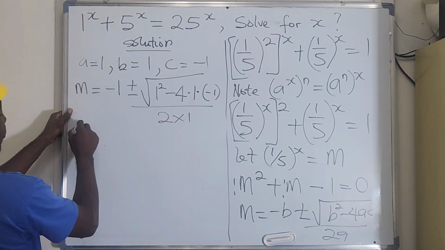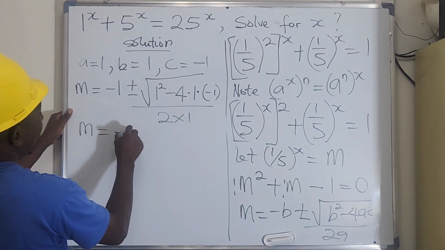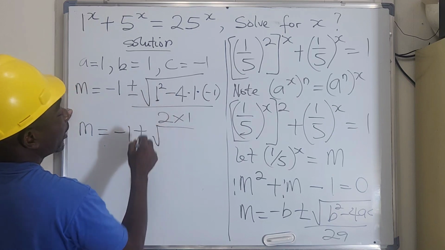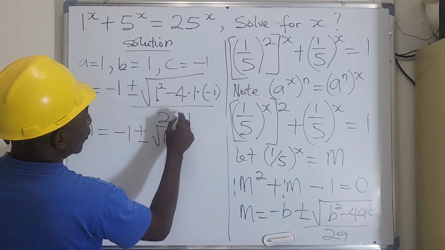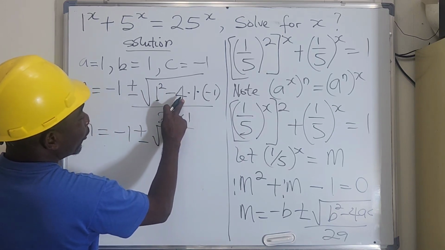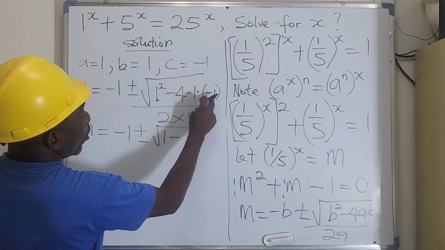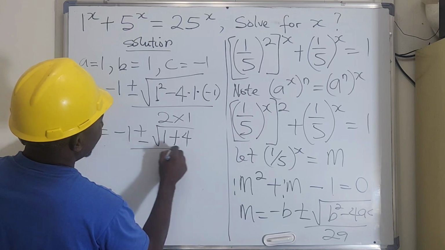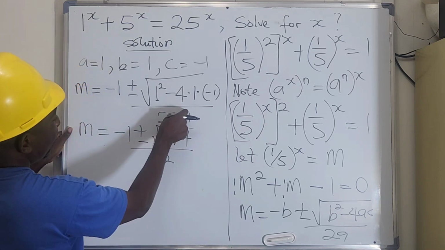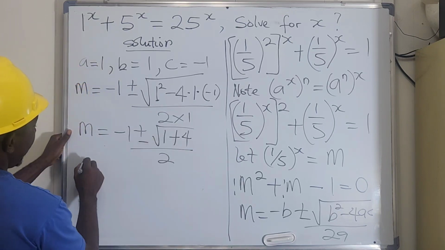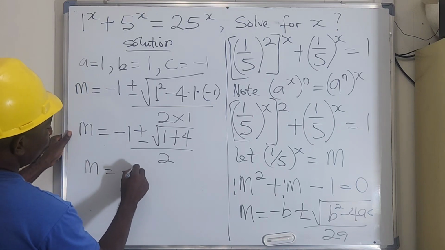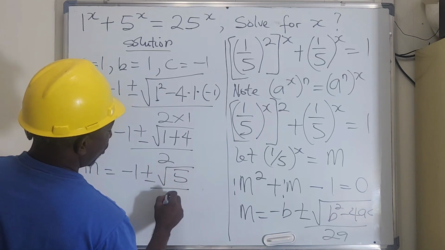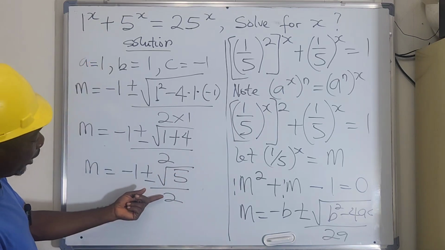So here it becomes m equals to minus 1 plus or minus the square root of 1 squared, which is 1, minus 4 times minus 1, which gives plus 4, all over 2. This is the same thing as m equals to minus 1 plus or minus the square root of 5 all over 2. So this is the value of m.